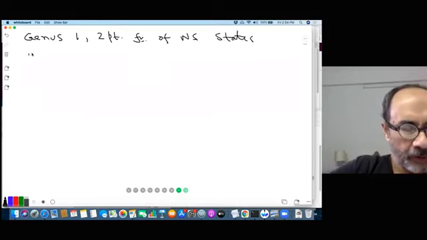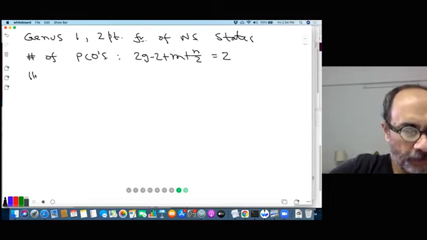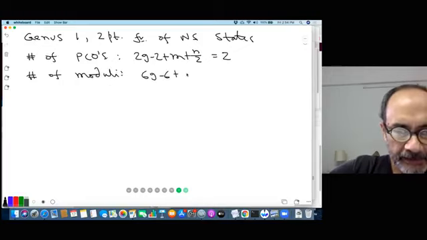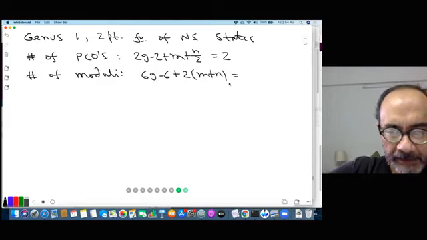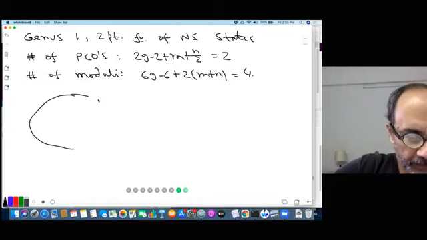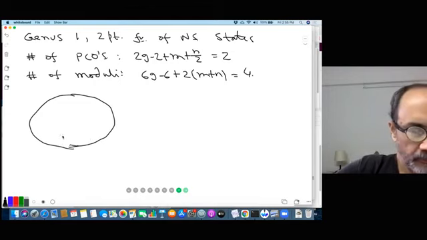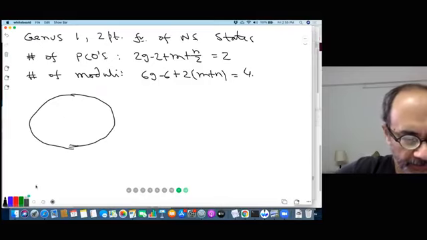So the number of PCOs that's needed is 2g minus 2 plus m plus n by 2. So g is equal to 1, n is 0, m is 2, so this is 2. And the number of moduli that you have to integrate over is 6g minus 6 plus 2m plus n, and that's 2 times 2, that's 4. Okay, 4 real moduli. So let's start with this. Maybe I'll do it in the next slide, because I need a big slide too.